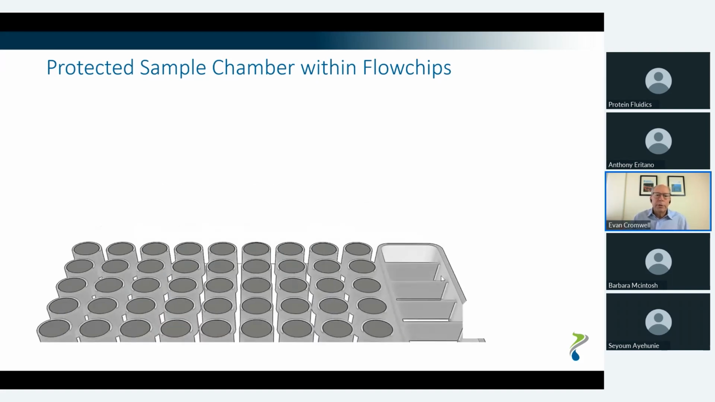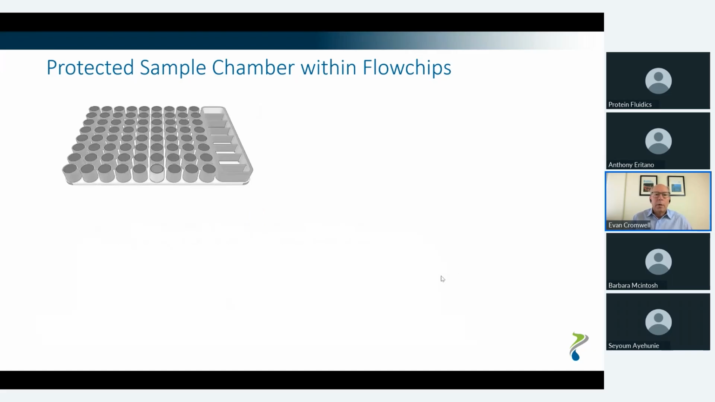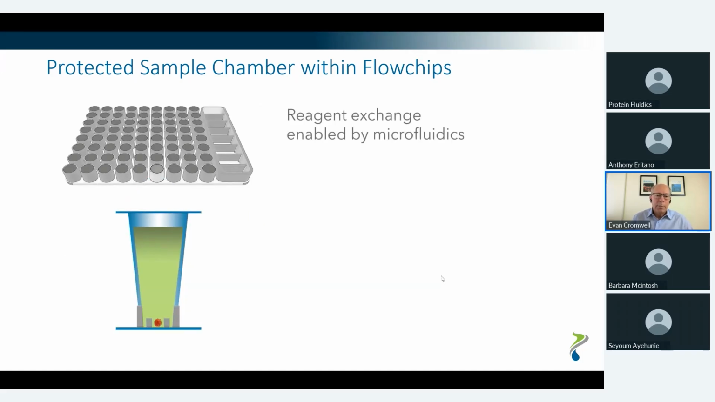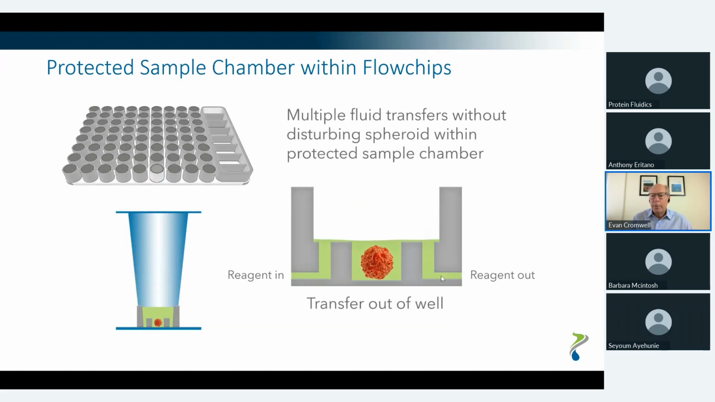This video shows you how the fluid exchanges occur. When the sample is in the protected sample chamber, we use pneumatic pressures to either push fluid out through these side ports or push fluid in through the side port. And so you can do that exchange, and there are 8 wells connected, so you can do up to 8 different exchanges through this sample well, and it allows you a lot of flexibility in your assay steps.